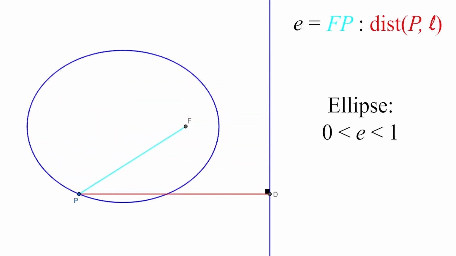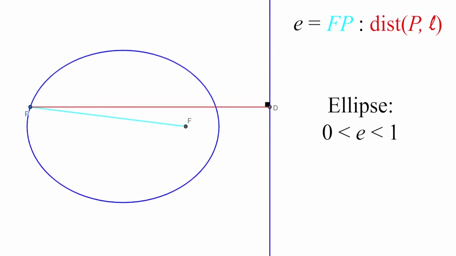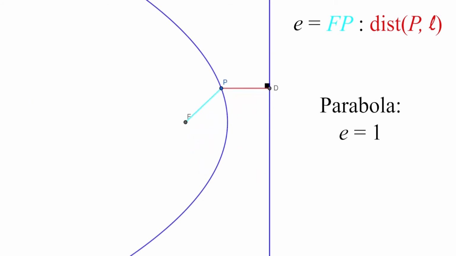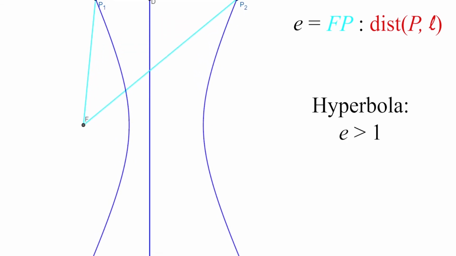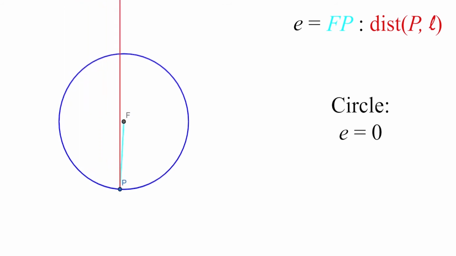For a non-circular ellipse, the value of E is between 0 and 1. For a parabola, the ratio is exactly 1. For a hyperbola, the ratio is greater than 1. For the special case of a circle, we can say E is 0 by considering the fixed line as infinitely far away.